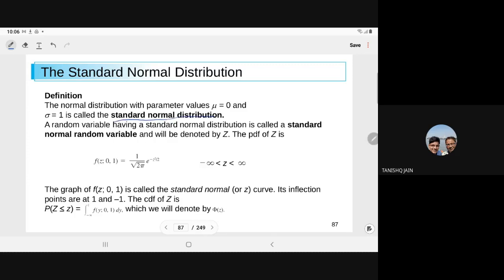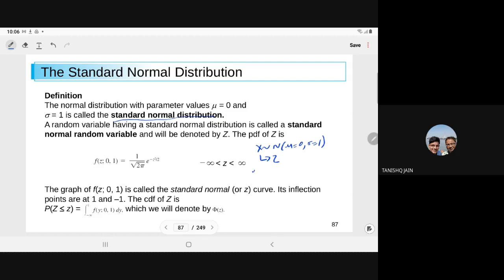So here the normal distribution with parameter mu equal to 0 and sigma equal to 1 is known as the standard normal distribution, and we denote it. So when we say x follows the normal distribution with mu equal to 0 and sigma equal to 1, this x we now denote as z. It is a standard notation. So here we say it is z. And when x lies between minus infinity to infinity, here z is also lying between minus infinity to infinity.